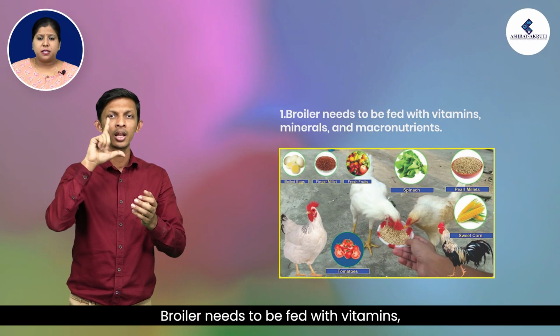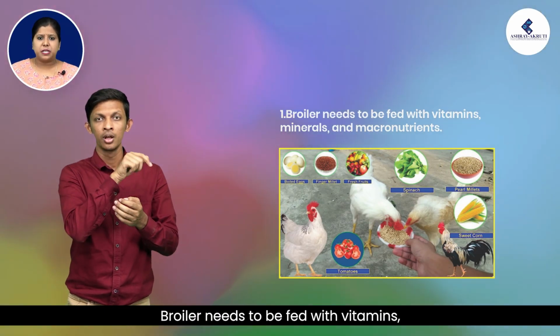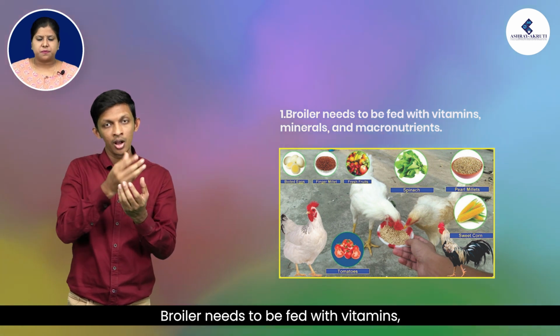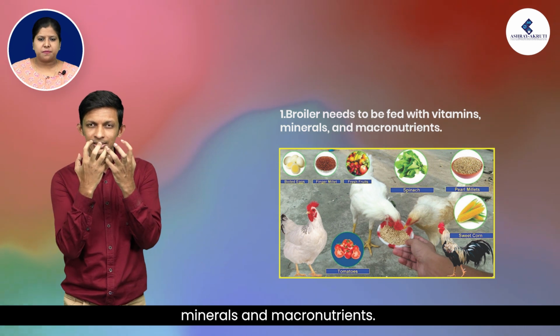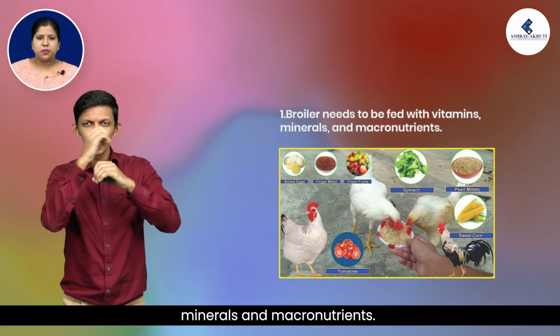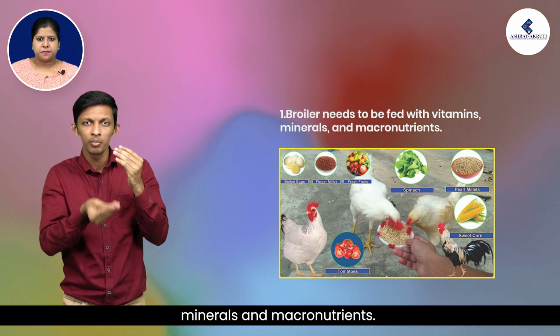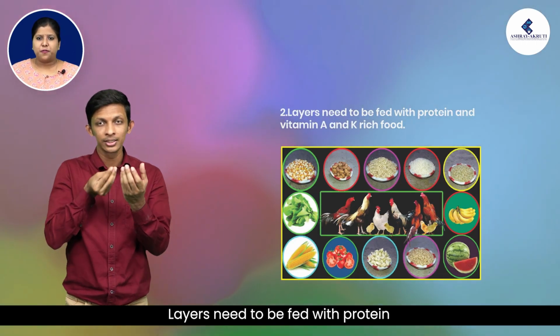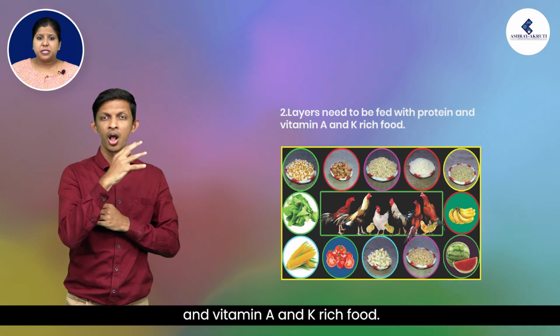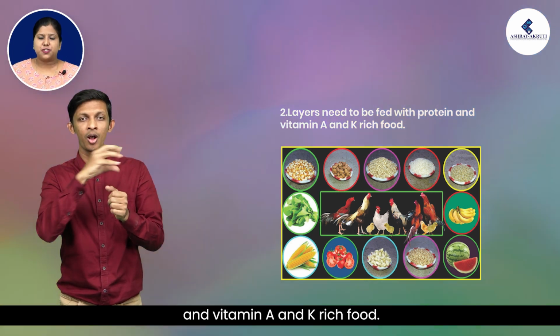Food. Broiler needs to be fed with vitamins, minerals and macronutrients. Layers need to be fed with protein and vitamin A and K rich food.